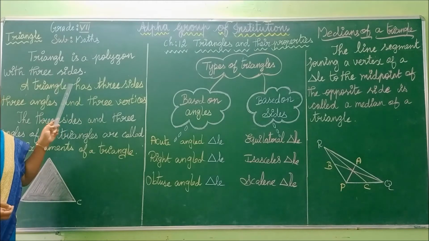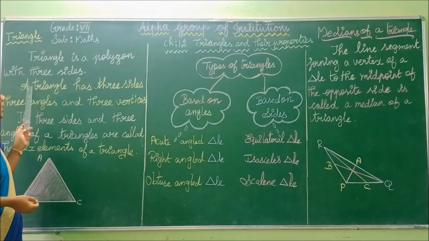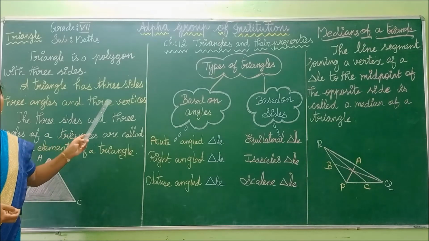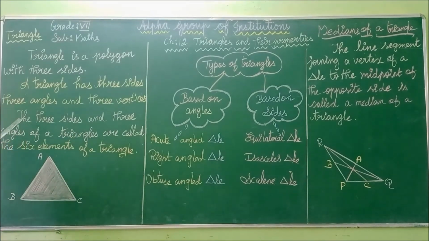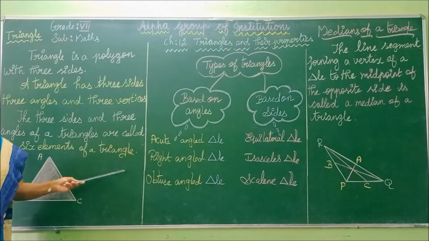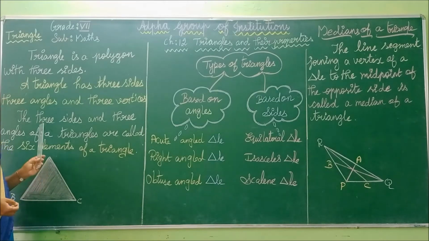So, triangle has how many sides? Three sides. A triangle has three sides, three angles and three vertices. Also, we can define the triangle as the three sides and the three angles of a triangle are called the six elements of a triangle. What are the six elements of a triangle? Three sides and three angles.